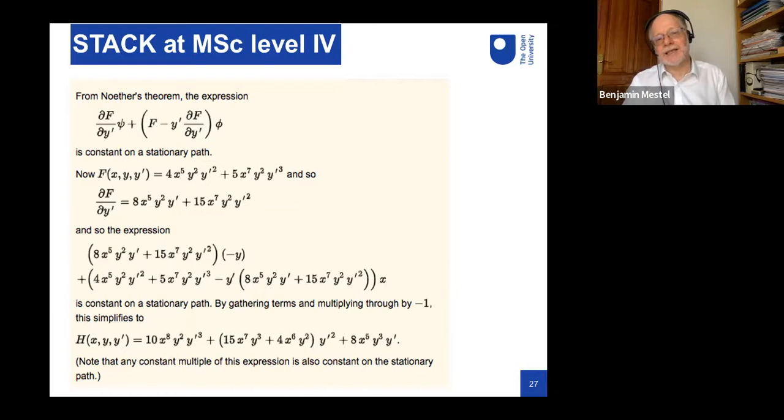And you can see it's not too difficult algebraically, but nonetheless, it is something that students sometimes have difficulty doing until they get the hang of it. So that's what we've been doing.